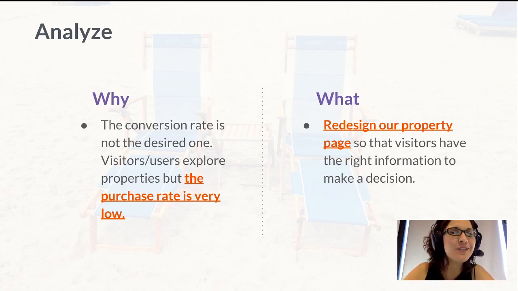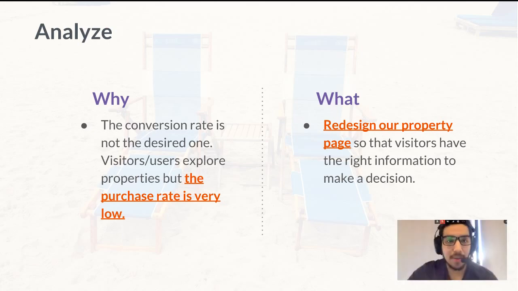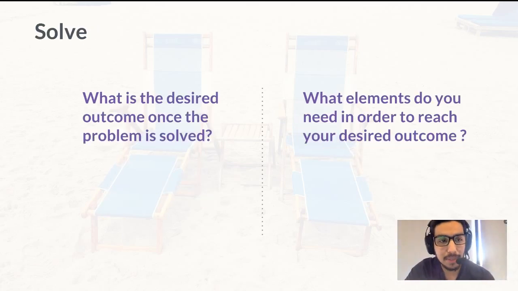All right. So what's step two after you've analyzed and determined what your problem is and what you're going to do about it? Where do you go from there, Miguel? Well, we now need to solve the things that we have defined previously. And here we need to ask ourselves several questions, which are: what is the desired outcome once the problem is solved? We need to imagine what exactly it is that we desire. And what elements do we need in order to reach the desired outcome?